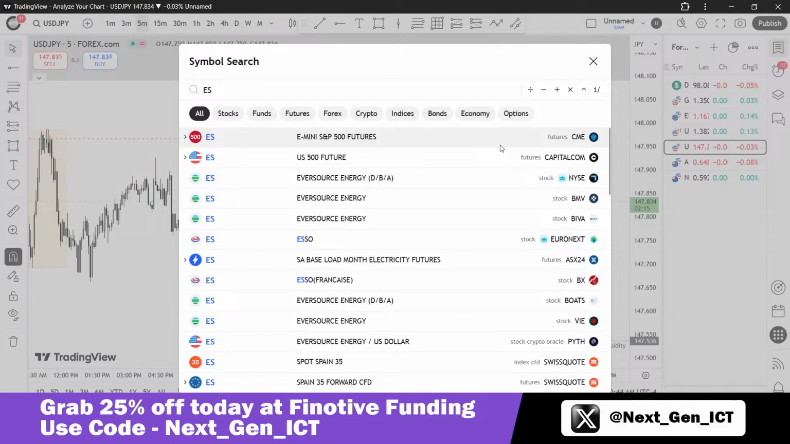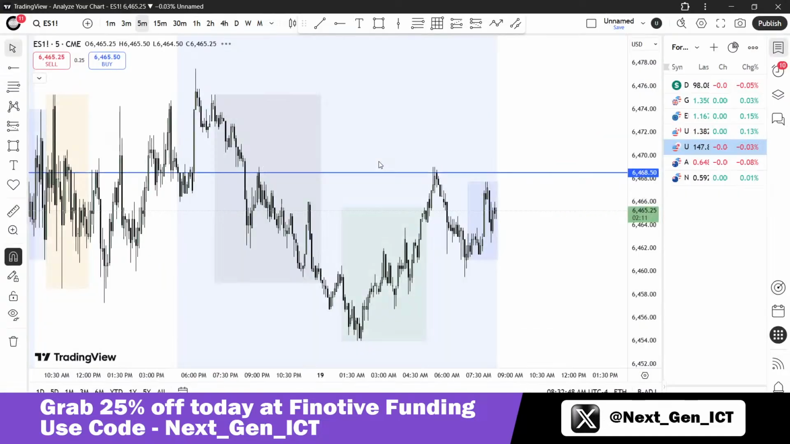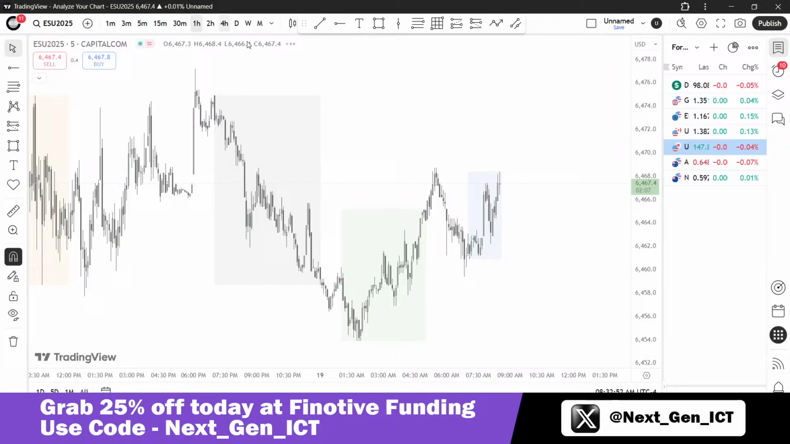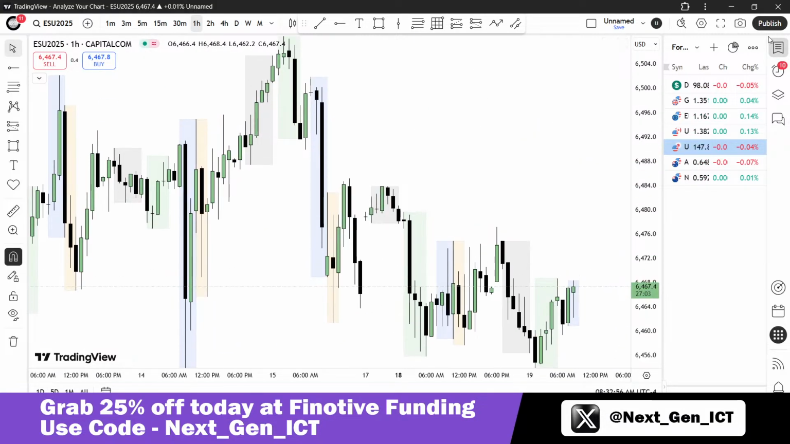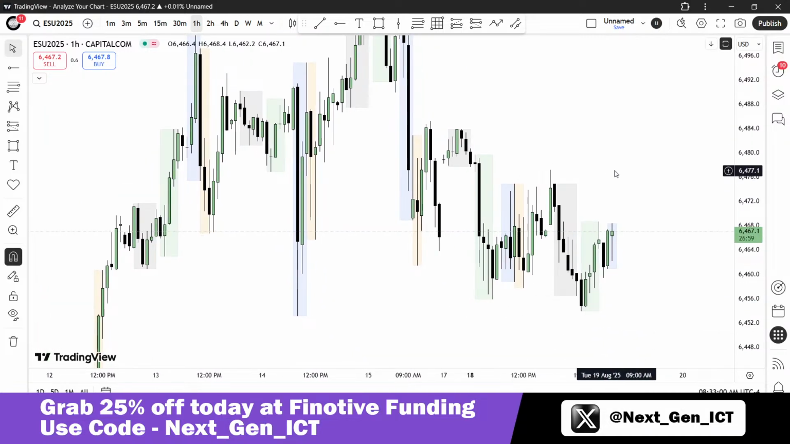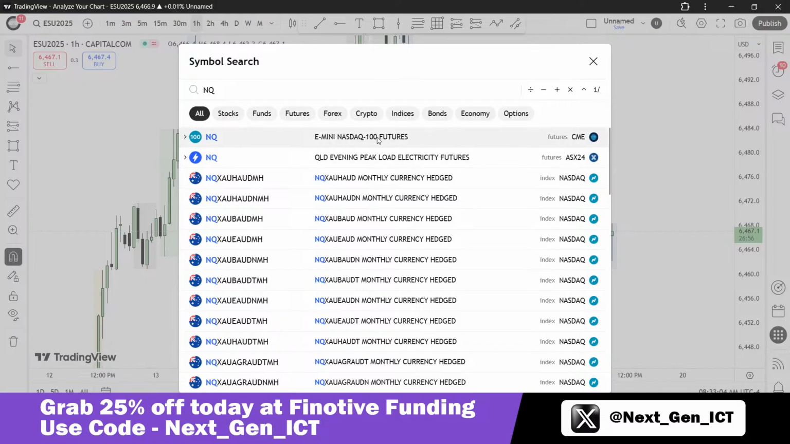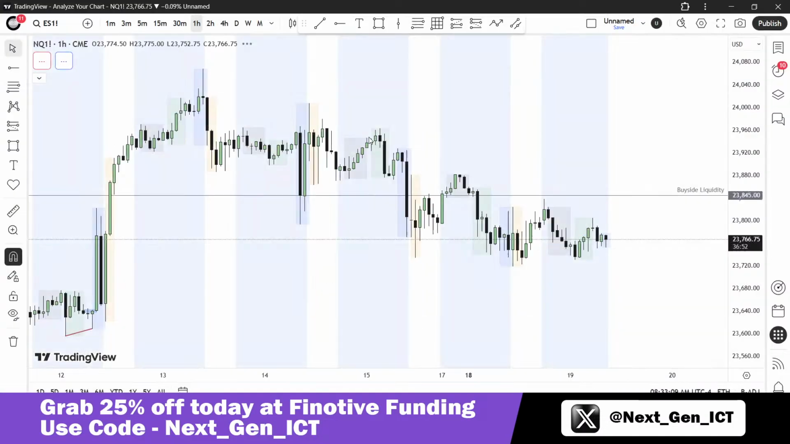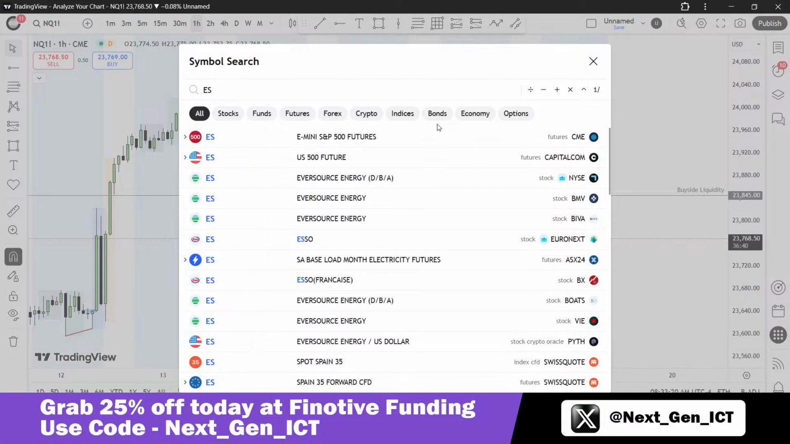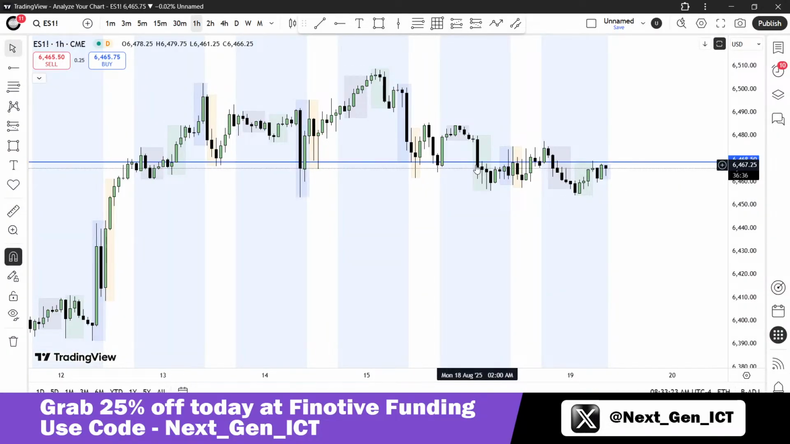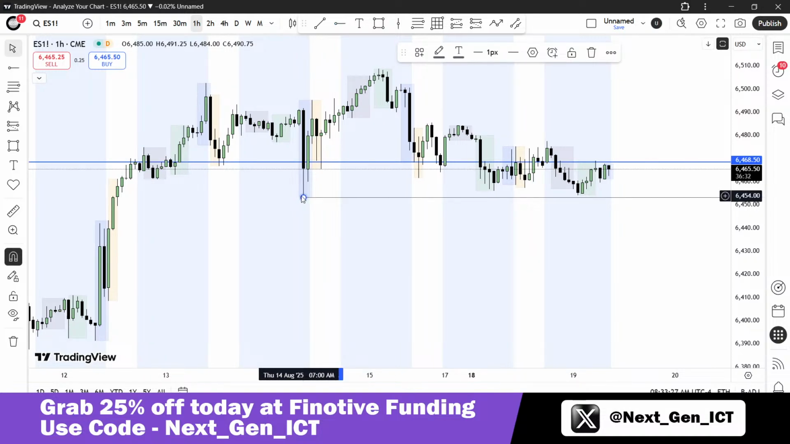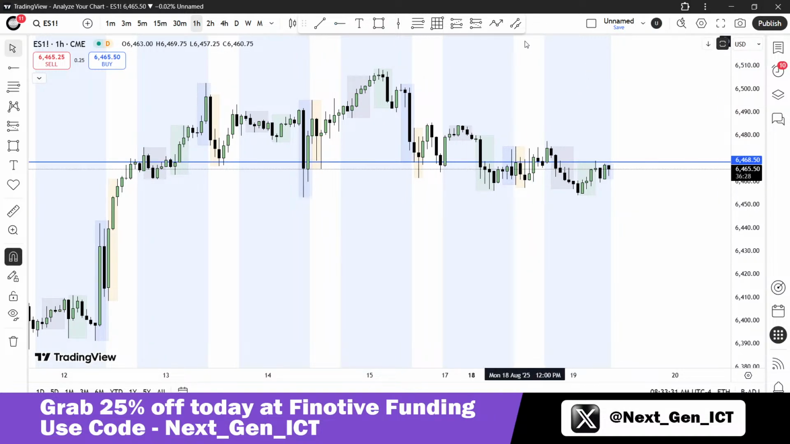Let's see what ES is doing. Right. Yes. And Q. Did you take out this low right here? No, we didn't. I guess ES is gonna continue higher from this level. At least it should take out this high right here.